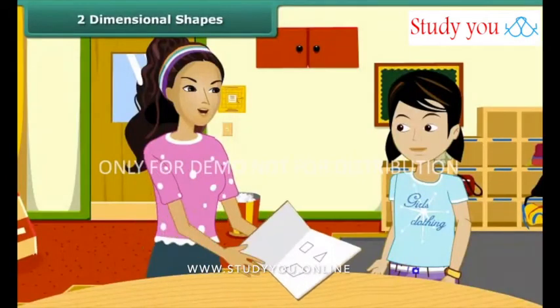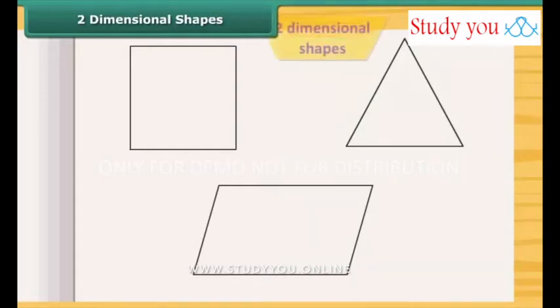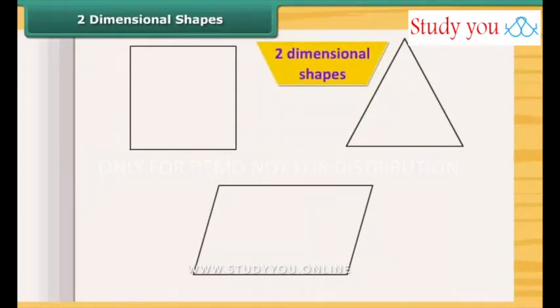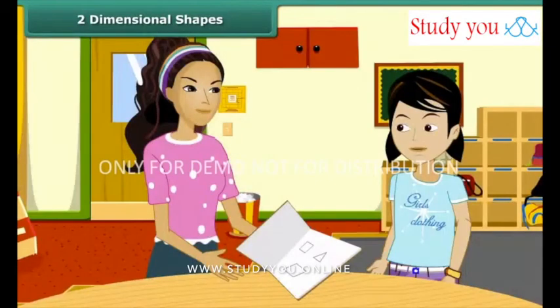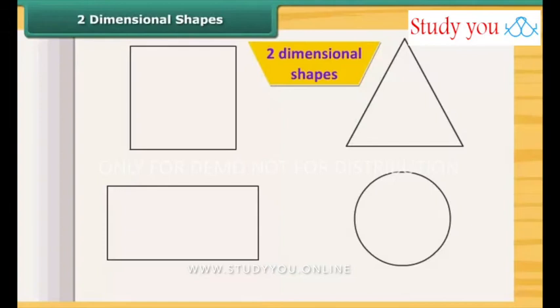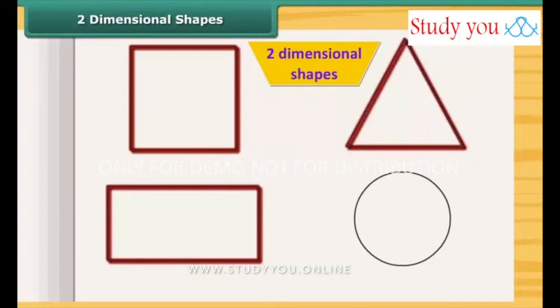Look at these shapes. These are all two-dimensional shapes. They have only two measurements, length and breadth. You mean all the shapes that we draw in our notebook are two-dimensional? Yes, you are right. All those shapes that we can draw on paper and which have only two measurements are two-dimensional shapes. A square, rectangle, triangle, circle, etc. are the examples of two-dimensional shapes.